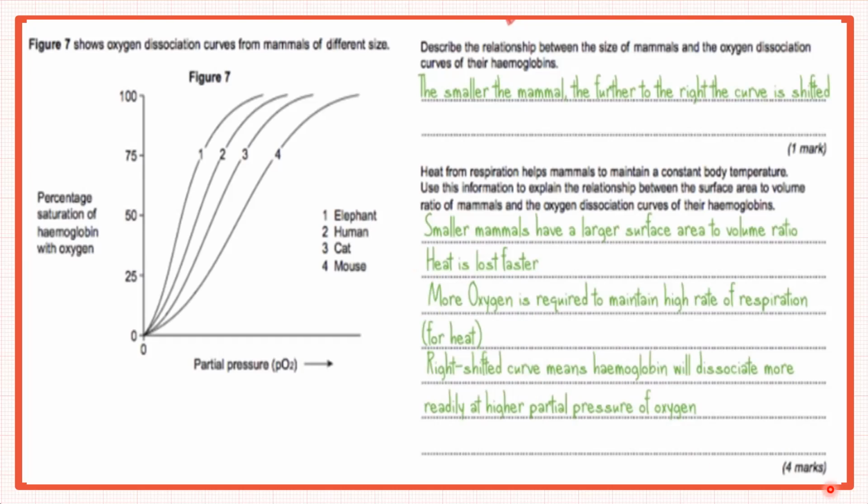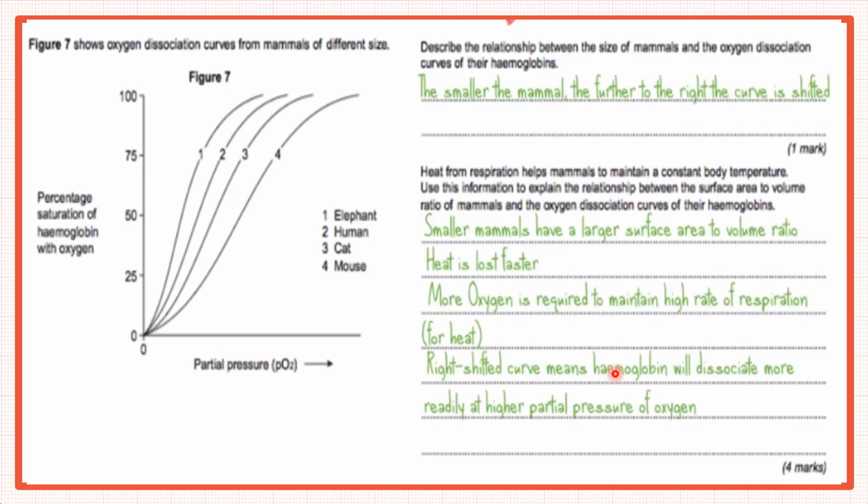So this question is 4 marks. Again, you have to talk about the smaller animals in this case. Smaller animals have a larger surface area to volume ratio, because they're asking you to use this information to explain the relationship between the surface area to volume ratio of mammals and the oxygen dissociation curve of their hemoglobins. So we have to talk about these 2 points. Smaller mammals have larger surface area to volume ratio, so definitely heat is lost faster. There are more metabolic activities going on. More oxygen is required to maintain a high rate of respiration. Definitely it means more heat is being produced.